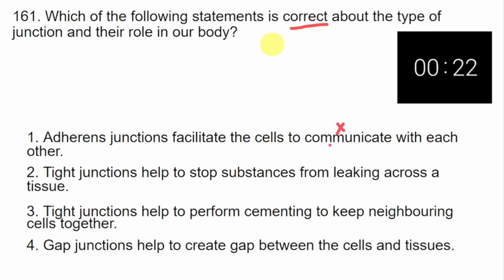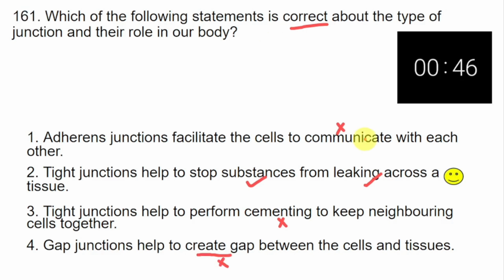This is wrong. Tight junctions help to stop substances from leaking across, correct. Tight junctions help to perform cementing to keep neighboring cells together. Cementing is wrong. Gap junctions help to create gap between cells and tissue. Create gap is wrong. So the right answer is option 2.